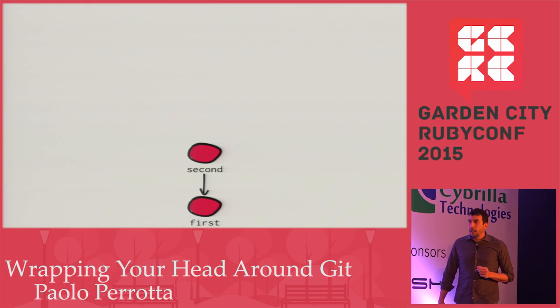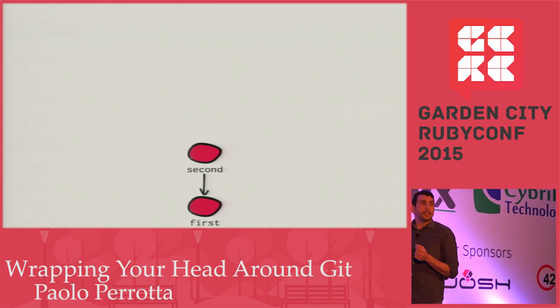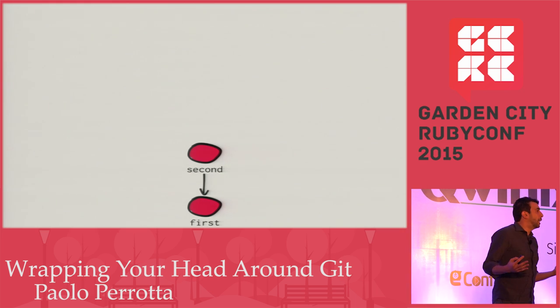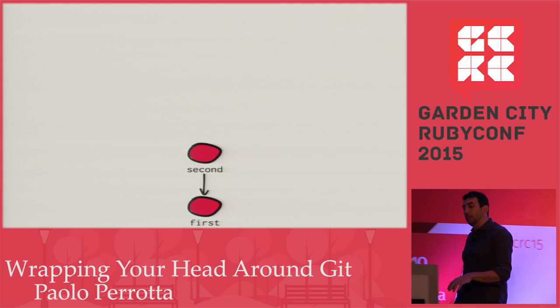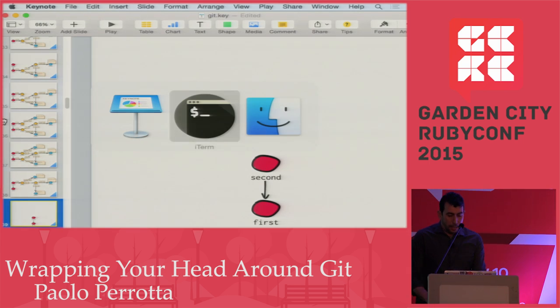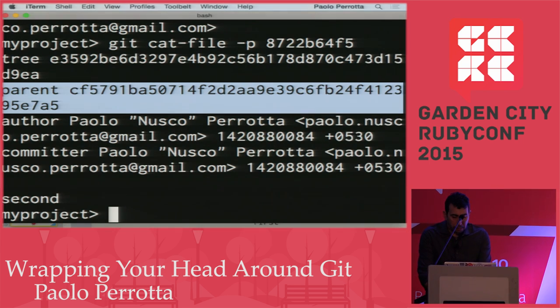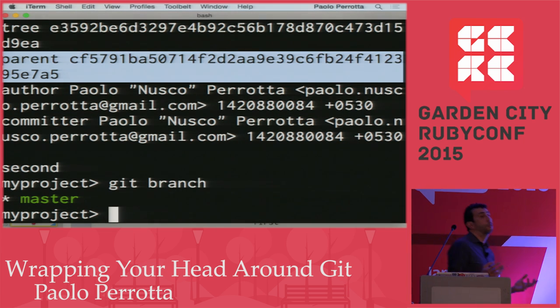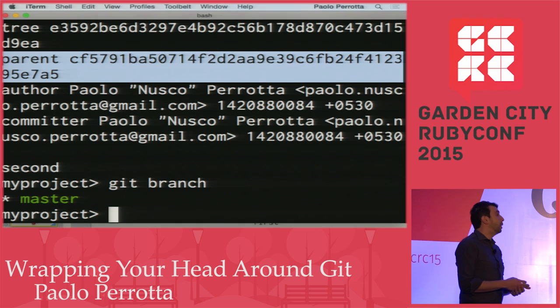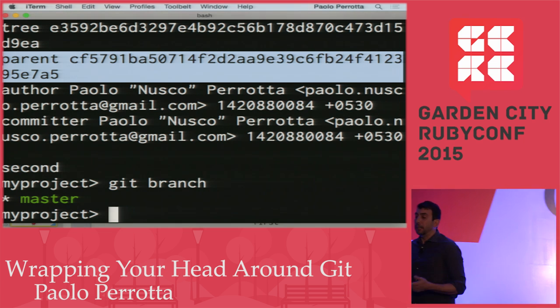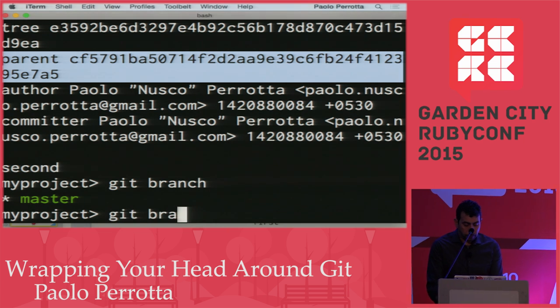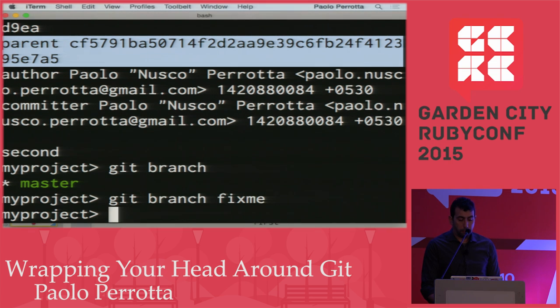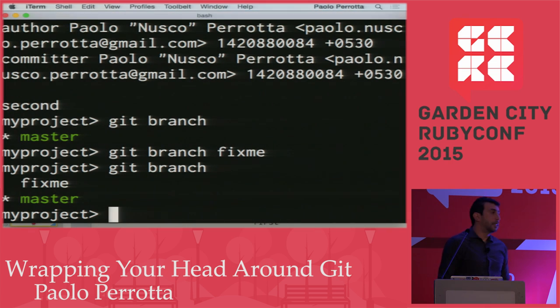Focus on the commits. One thing that we don't know yet: you know that Git is famous for branching, but we don't know what a branch is. What's a branch? Let me go back to the command line. If I say git branch, it will list all the branches, and we only have one branch because we are at the very beginning. It's called master, okay? And if I create another branch, fixme, there, now we have two branches.